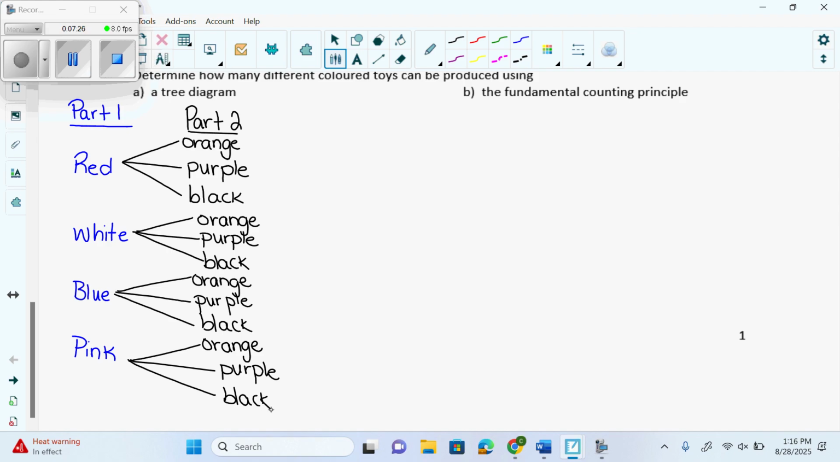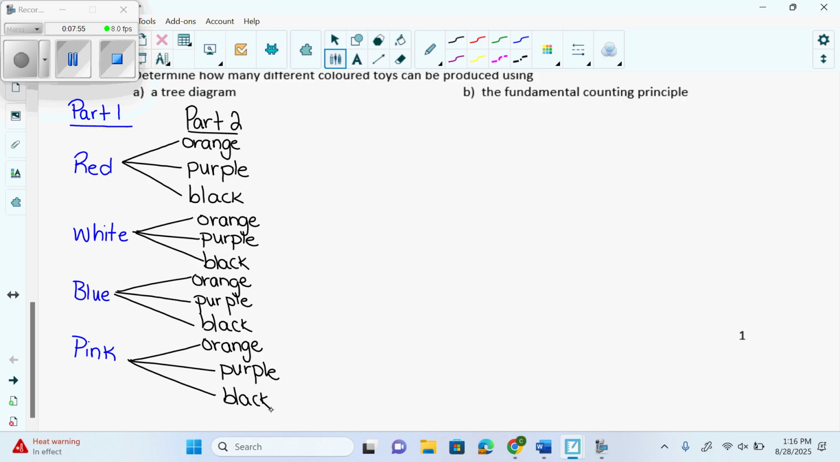So if I had 2 parts to this toy only, I could have a red-orange toy, red-purple, red-black, white-orange, white-purple, white-black, blue-orange, blue-purple, blue-black, pink-orange, pink-purple, pink-black. So how many toys could I have? How many do I have? 1, 2, 3, 4, 5, 6, 7, 8, 9, 10, 11, 12. We agree? So I would have 12.